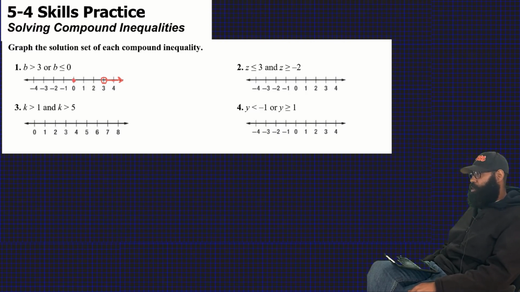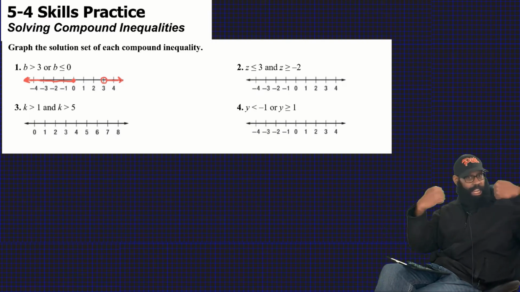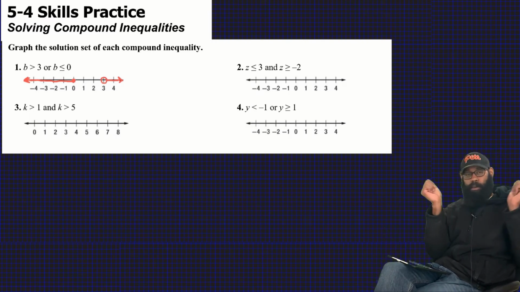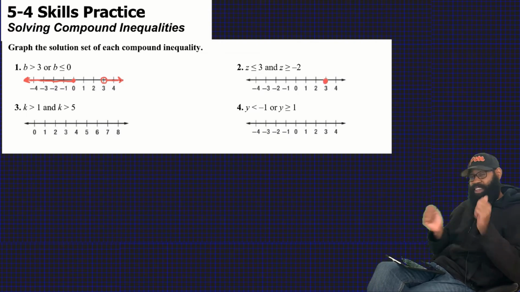B is greater than 3, so an open circle going to the right, starting at 3. B is less than or equal to 0, so a closed circle going to the left, starting at 0. So are those two connecting? No, they're going apart. That's why it's "and." That's why it's "and." Disjunction.